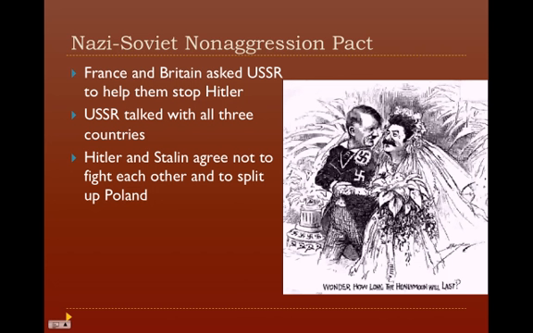Hitler and Stalin agree to not fight each other and then to split up Poland. Because remember, Germany's here. Poland's there. And Russia's here. So if Germany takes all of Poland, they're face to face with Russia. So by making a peace treaty, they kind of split it in half.